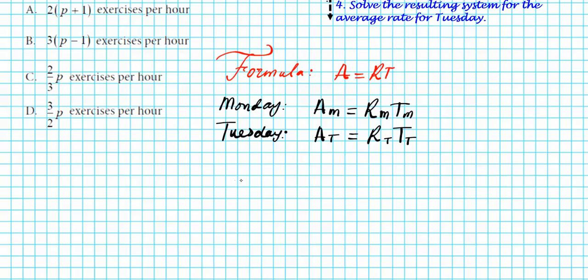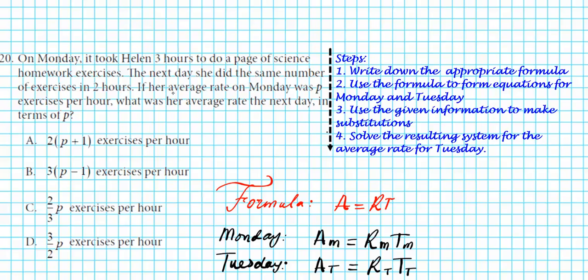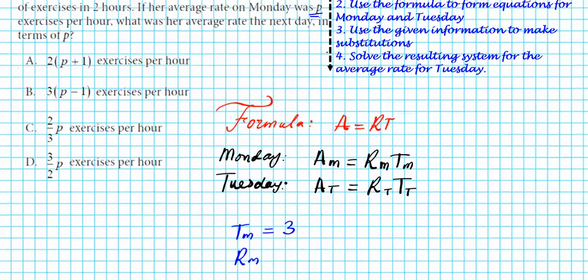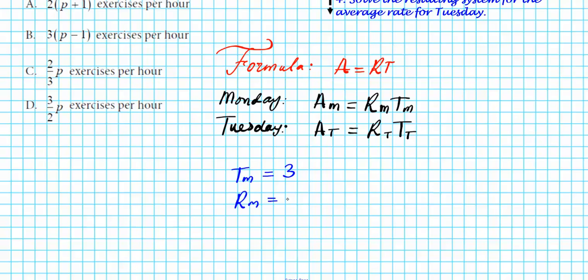So let's take a look at her time for Monday. How long did it take Helen to do the work on Monday, to complete the exercises? So that's going to be time for Monday is 3 hours, okay? Now, how fast was she working? What was her average rate for Monday? Her average rate for Monday is kind of tricky. Let's go back to the paragraph. Says, if her average rate on Monday was P, you see that? So that's our average rate for Monday. So average rate for Monday is P.